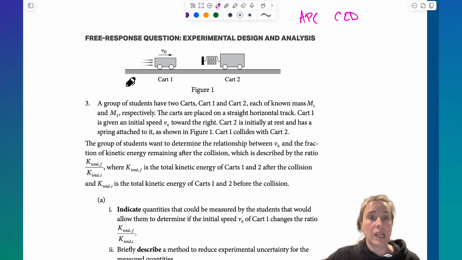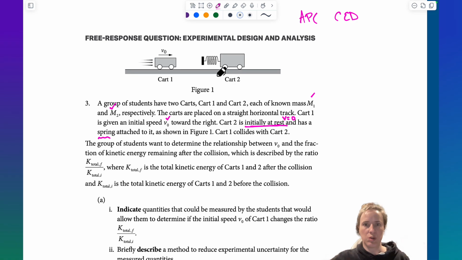So, let's dive in. A group of students have two carts, cart 1 and cart 2, each of known mass m1 and m2 respectively. So we know the mass. Check. The carts are placed on a straight horizontal track. Cart 1 is given an initial speed v0 towards the right. Cart 2 is initially at rest. Nice. So that tells us that our speed is 0, and it has a spring attached to it as shown in figure 1. And then cart 1 collides with cart 2. So this guy has some initial speed. He's chilling at rest, and it comes and goes boom, bounce, some crash, whatever.